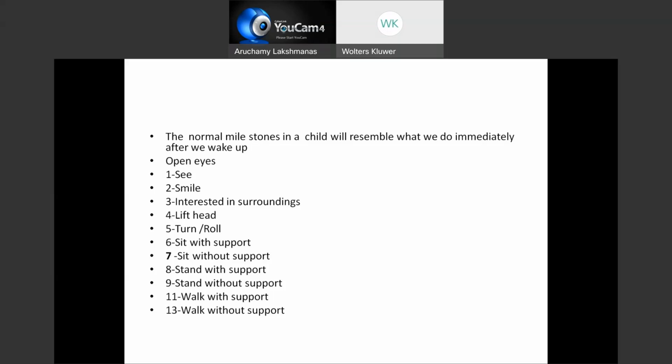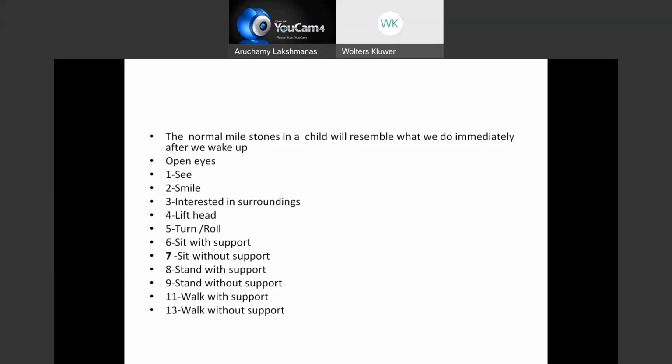Then you will slowly lift your head. Then you will turn in the bed. Then you will sit with support and sleep for some time. Then sit without support. Then slowly stand with support. Then stand without support. Then slowly walk unsteadily for a few steps. Then you walk without support. From tomorrow, when you get up from the bed, just observe this. This is what a child will do up to 1 year, that is 13 months.